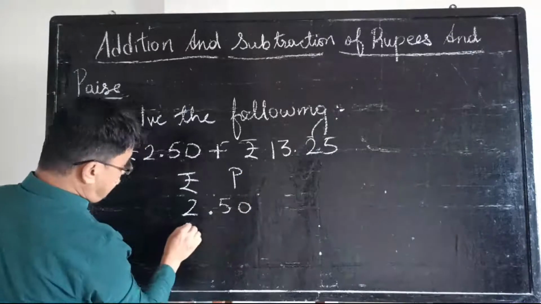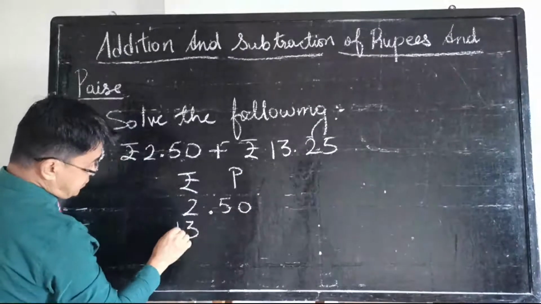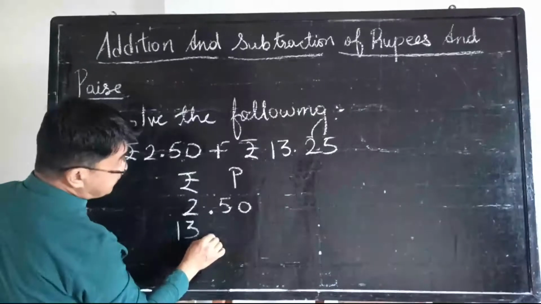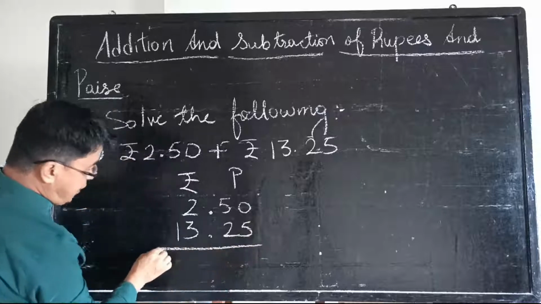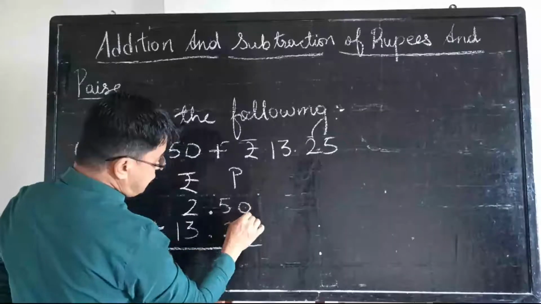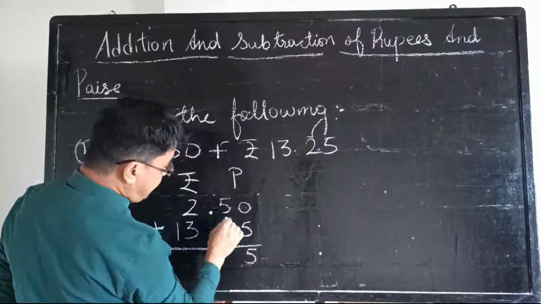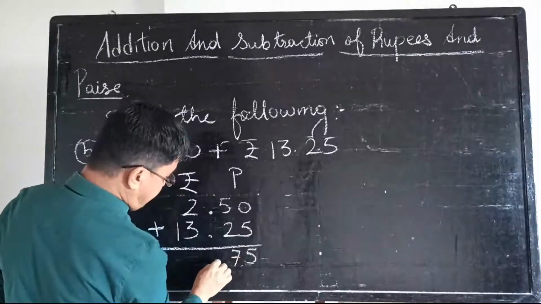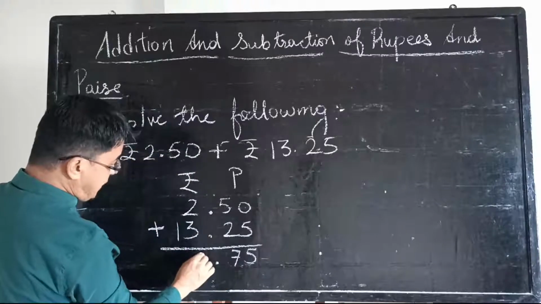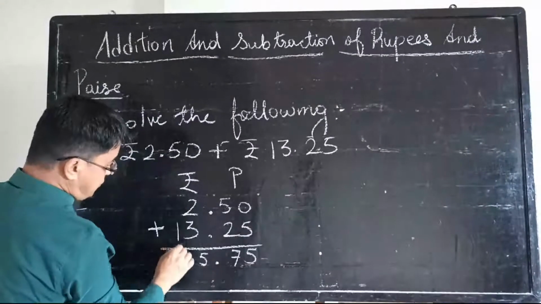Now here 13 rupees, 1 tens. 13 rupees. Then put a dot and how many paise? 2, 5, 25 paise. Now add, 0 plus 5, 5. 5 plus 2, 5, 6, 7. Don't forget to put the dot here. 2 plus 3, 5. And 1 plus 0, 1.